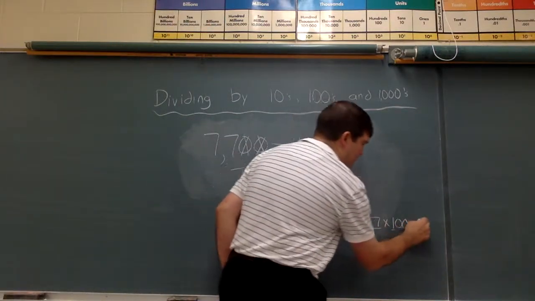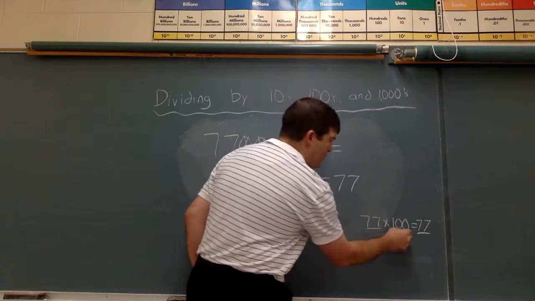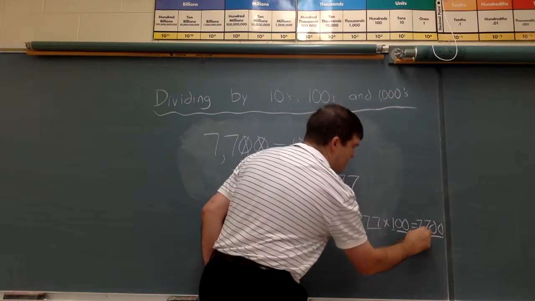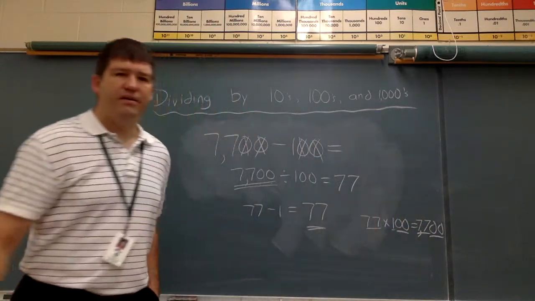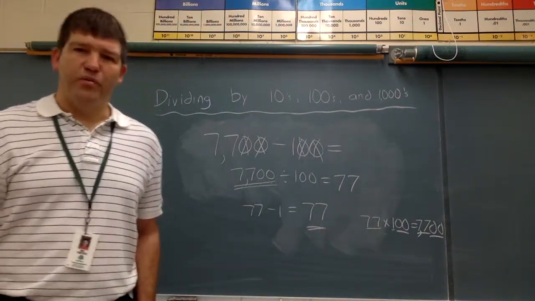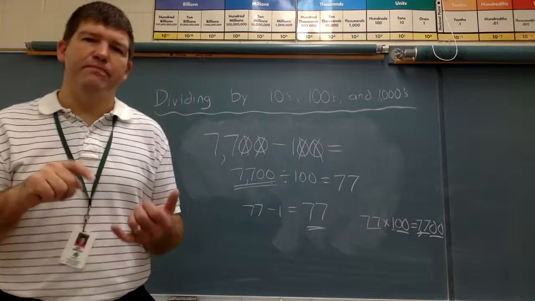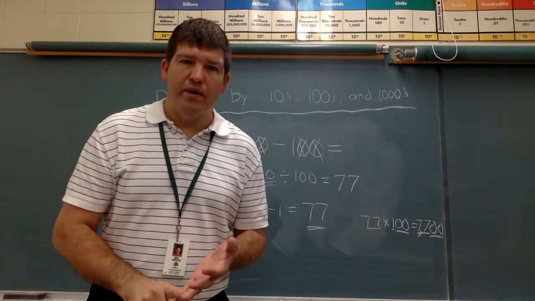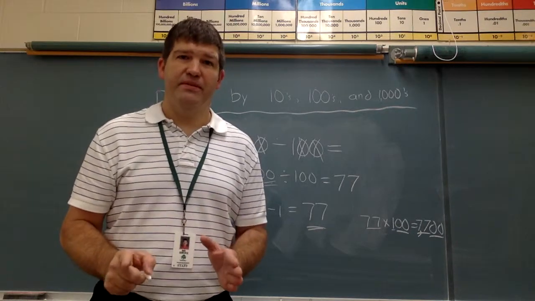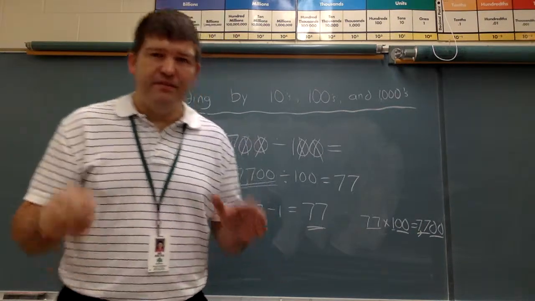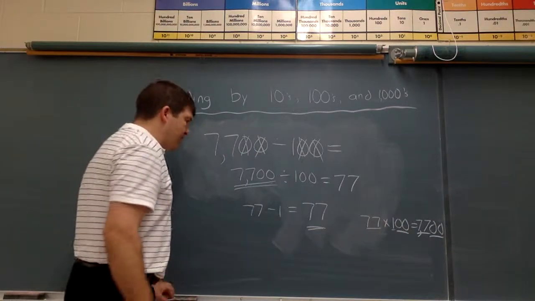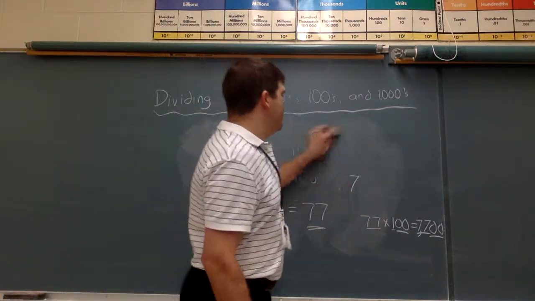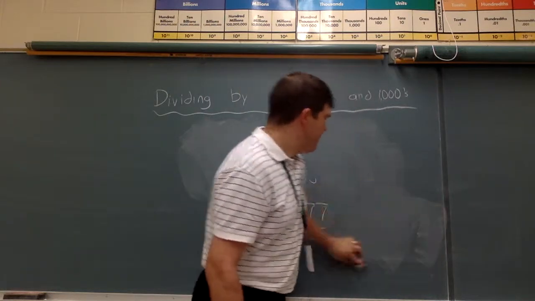77 times 1, 77. 1, 2 zeros, 1, 2 zeros, 1, 2, 3, comma, 7,700, and I have done it correctly. So I got rid of the zeros in the 10's and in the 1's because they both were zeros. So it's easy, you can simplify it that way. Okay, let's go to 1000's. And hopefully you're seeing a little bit of a pattern here.